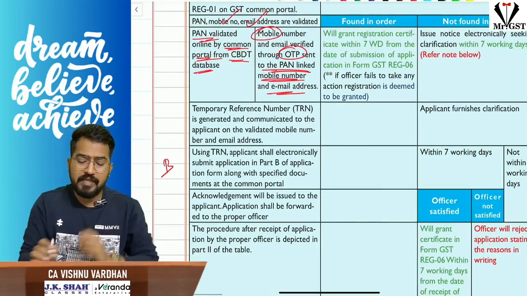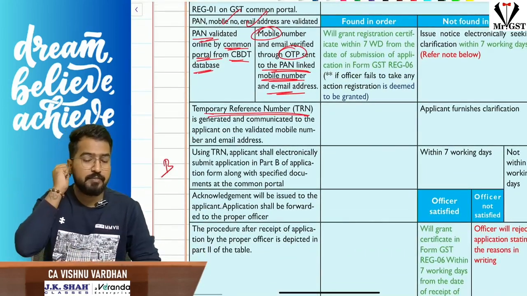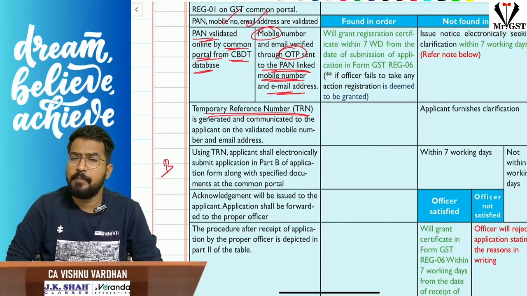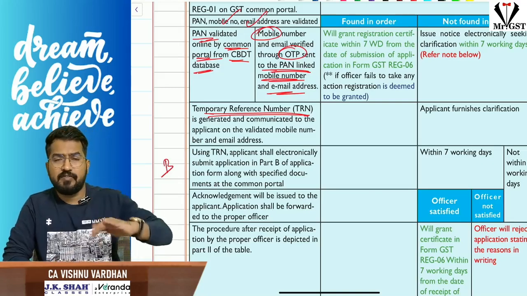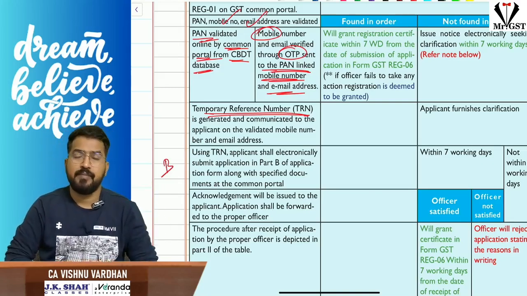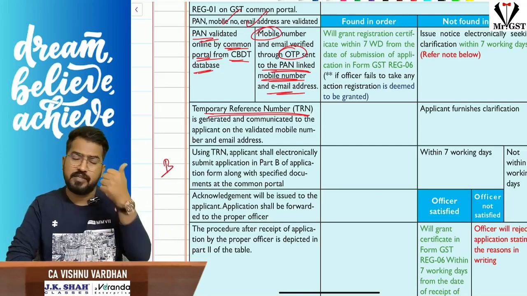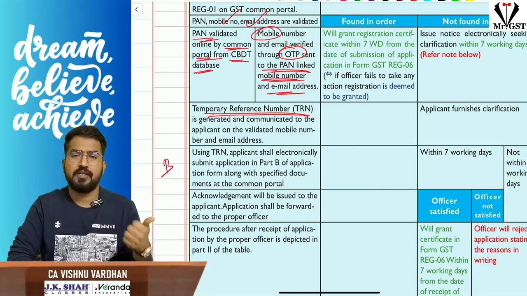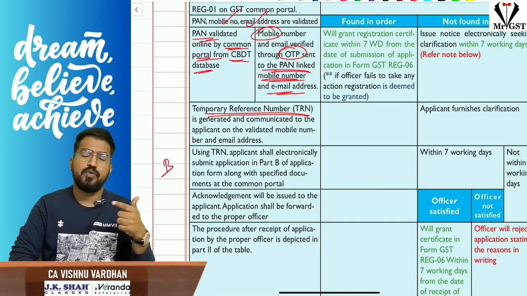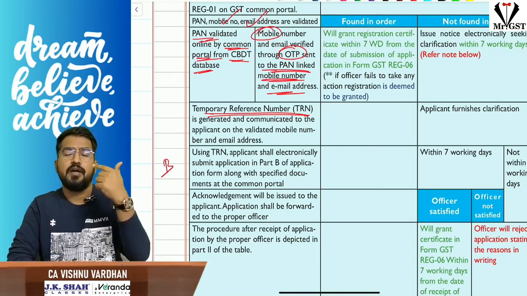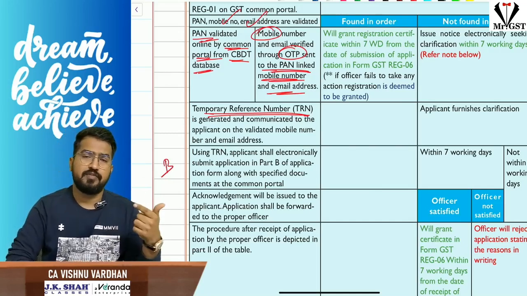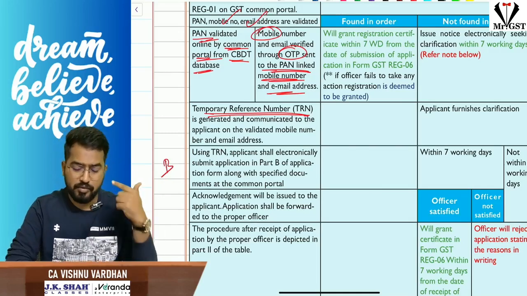Now the moment it is done, a temporary reference number will be generated. Using the temporary reference number, you will go into the next stage, part B. In part B, you should give the details of the business. What type of business this is? This is sole proprietor or partnership, all that. And you should give the details of the person who is going to carry out the business, his ID proof, all that stuff. Okay, first name, middle name, last name, like that.